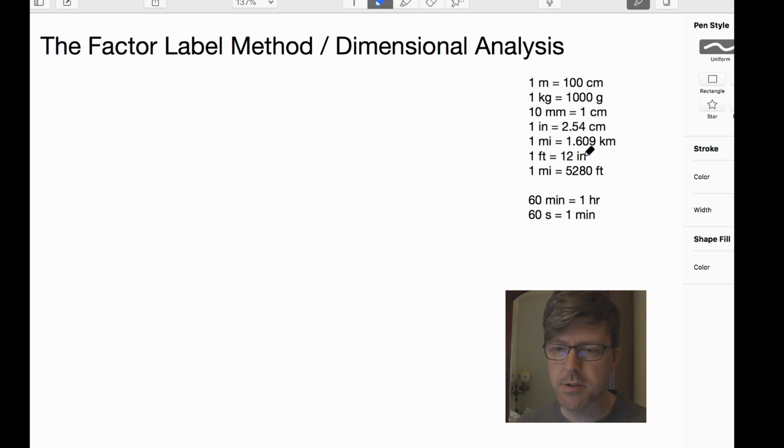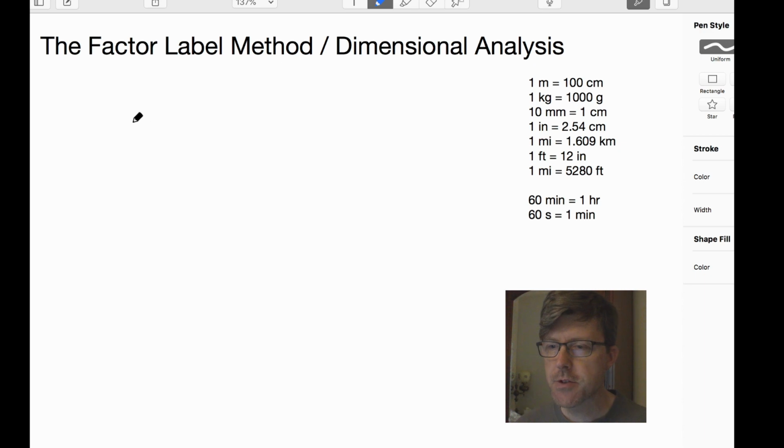And some Western American units here, 12 inches in a foot. 1 mile is 5,280 feet. You probably won't remember that, but if you have it written down somewhere, you can do the conversion. And then some time units, 60 minutes in 1 hour, 60 seconds in 1 minute. We'll probably add to that later with other things we know about how many days in a year and so on.